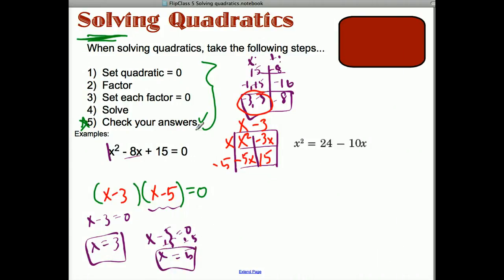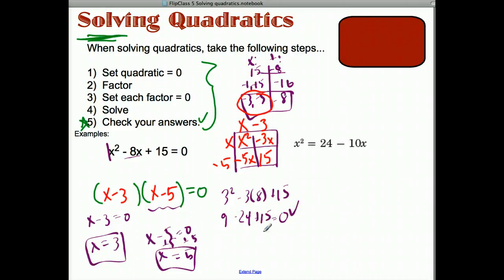Now I got to check them. Don't forget to check your answers. That's a really important step. You can guarantee whether you have right answers every time or not. So I plug it in. I plug in a 3. I get 3 squared minus 3 times 8 plus 15. That's 9 minus 24 plus 15. And that does indeed equal 0.